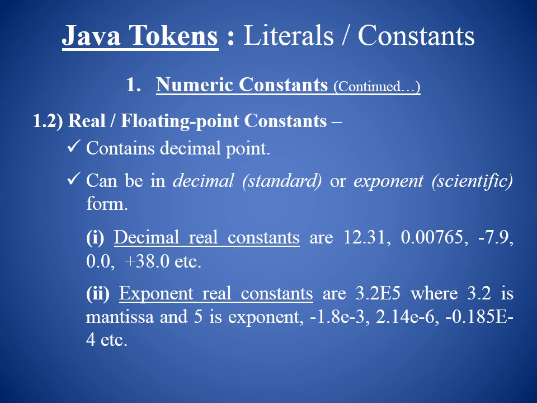For example, 3.2e5. Here 3.2e5 is equivalent to 3.2 into 10 raised to the power 5. Suppose another real constant is 2.14e minus 6. It is equivalent to 2.14 into 10 raised to the power minus 6.